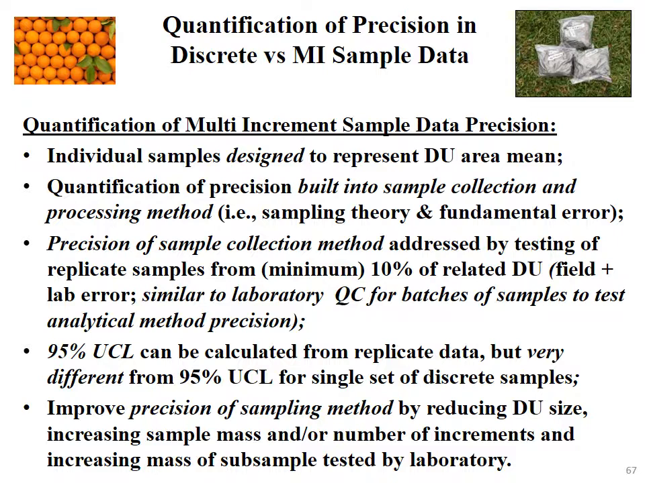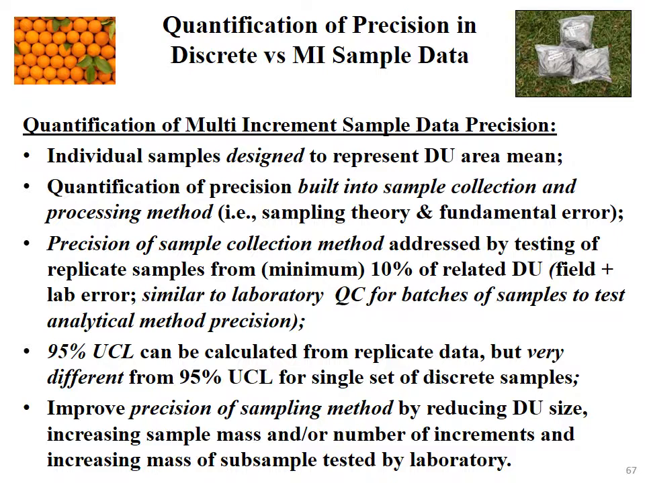So how do you test that? The precision of the sampling method is tested by testing, again, replicates from a minimum 10% of related decision units. They have similar spill scenarios, soil types, contaminant types and such. So you're going to collect, say, one set of triplicate samples from 10% of the DUs, and then compare the data, and this will give you the sum of field plus laboratory error. Again, very similar to laboratory quality control methods for batches of samples to test analytical method precision.